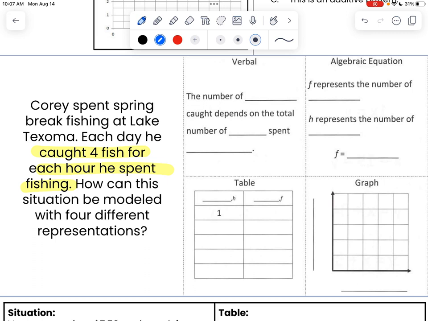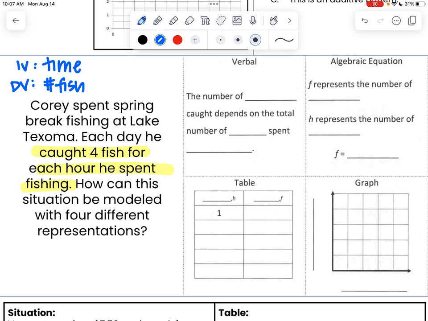And so I see the verbal one. It says the number of blank caught depends on the total number of blank spent. So they're wanting us to identify our independent and our dependent variables. We're talking about 2 different things: time, and the number of fish. And the number of fish I catch is going to depend on the time that I'm out there.